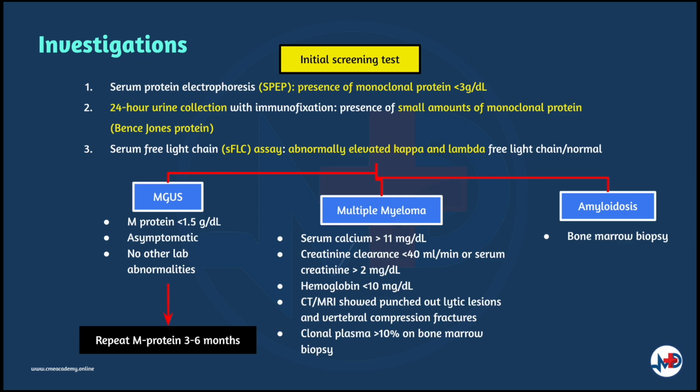We can remember these events with the mnemonic CRAB: C for calcium elevated, exceeding 11 mg per deciliter; R for renal insufficiency, where creatinine clearance is less than 40 mL per minute or serum creatinine exceeding 2 mg per deciliter; A for anemia, in which hemoglobin is lower than 10 grams per deciliter; and lastly B for bone lesions, seen as punched out lytic lesions and vertebral compression fractures on CT or MRI. If suspicious for amyloidosis, fat aspirate and bone marrow biopsy is recommended.